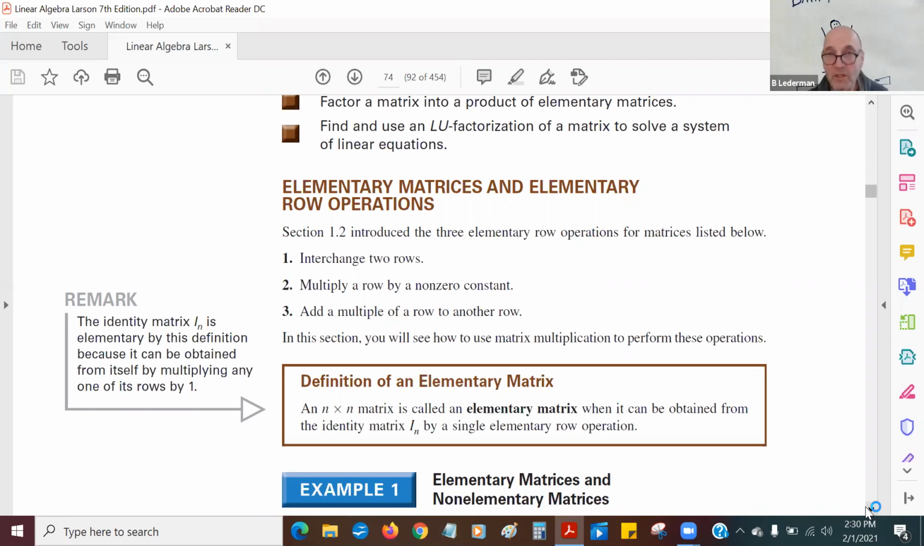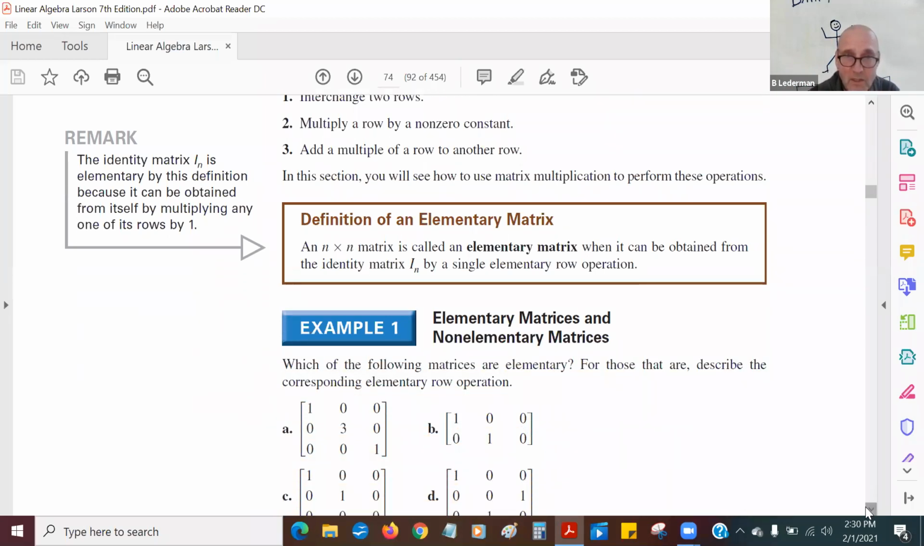So an elementary matrix is a matrix that can be obtained from the identity matrix by a single row operation. Meaning you start with the identity matrix and either interchange two rows or multiply a row by a non-zero constant or add a multiple of a row to another row. But only one of those things. If you start with the identity matrix and you do just one of those things, the result you're going to get is called an elementary matrix.